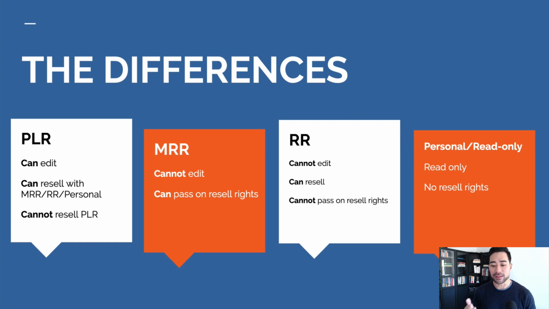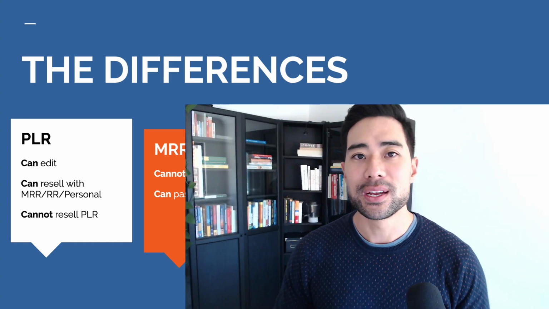Now, resale rights, you cannot edit, obviously. You can resell, but you cannot pass on resale rights. And lastly, personal and / read-only rights: your customers can only read the product and are not granted any resale rights at all. So that is everything in a nutshell, and the differences between all of the different types of rights when you receive or purchase a PLR product. Hope that has explained everything.